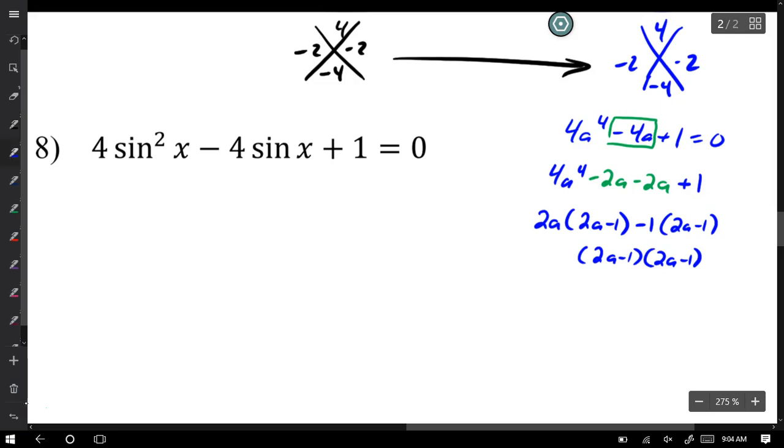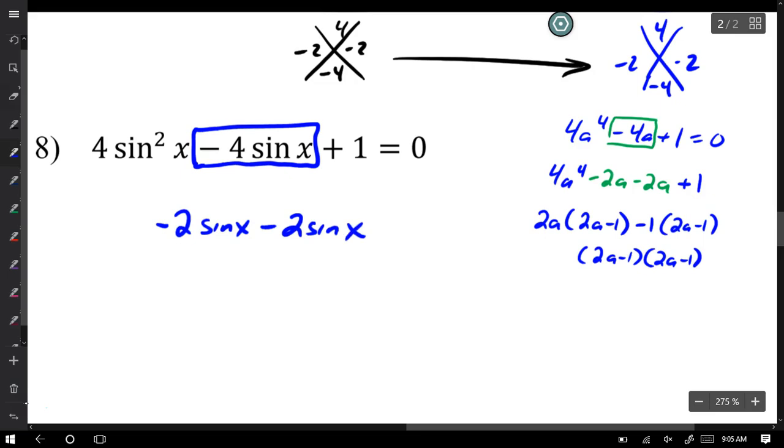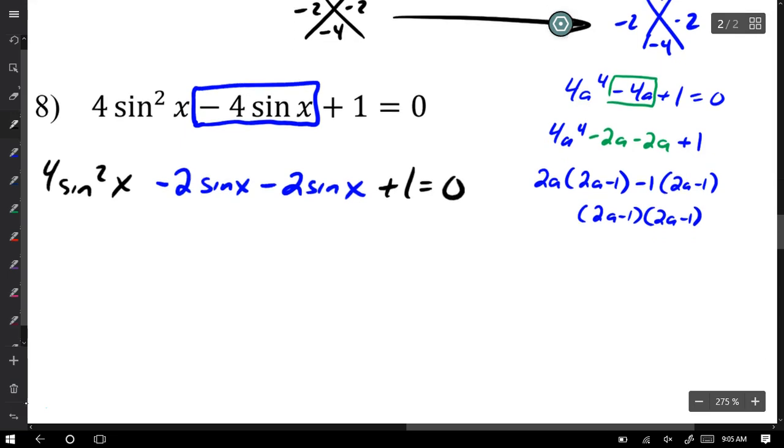And so what we did is we split the middle term into negative 2a minus 2a. I'm going to split this middle term into negative 2 sine of x minus 2 sine of x. And I'm going to keep the 4 sine squared of x, the plus 1. Then we did grouping. The first two terms had a 2a in common. In this case, they have a 2 sine of x in common. And we're left with 2 sine of x minus 1. The next two terms have a negative 1 in common. We factor that out, we get 2 sine of x minus 1.